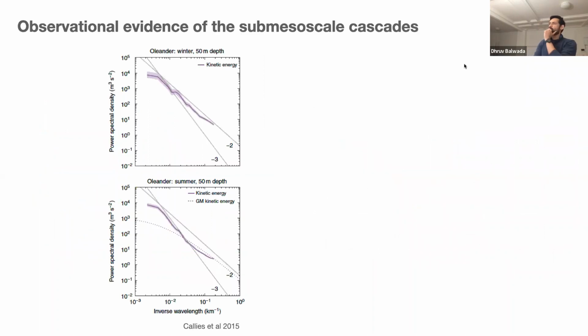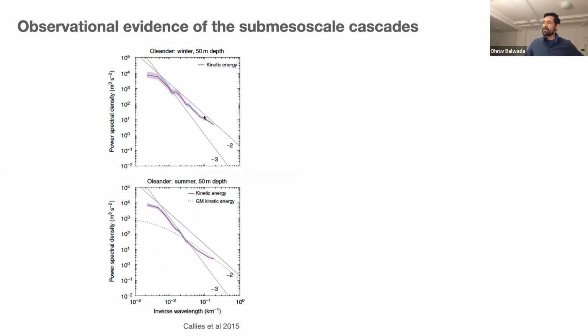So let's look at more observational evidence of what's going on. As I said earlier, satellites allow us to see what's going on from large scales up to scales of about 100 kilometers. If you want to look at scales that are smaller, we have to look at in situ observations. And so this is a paper by Callies in 2015.